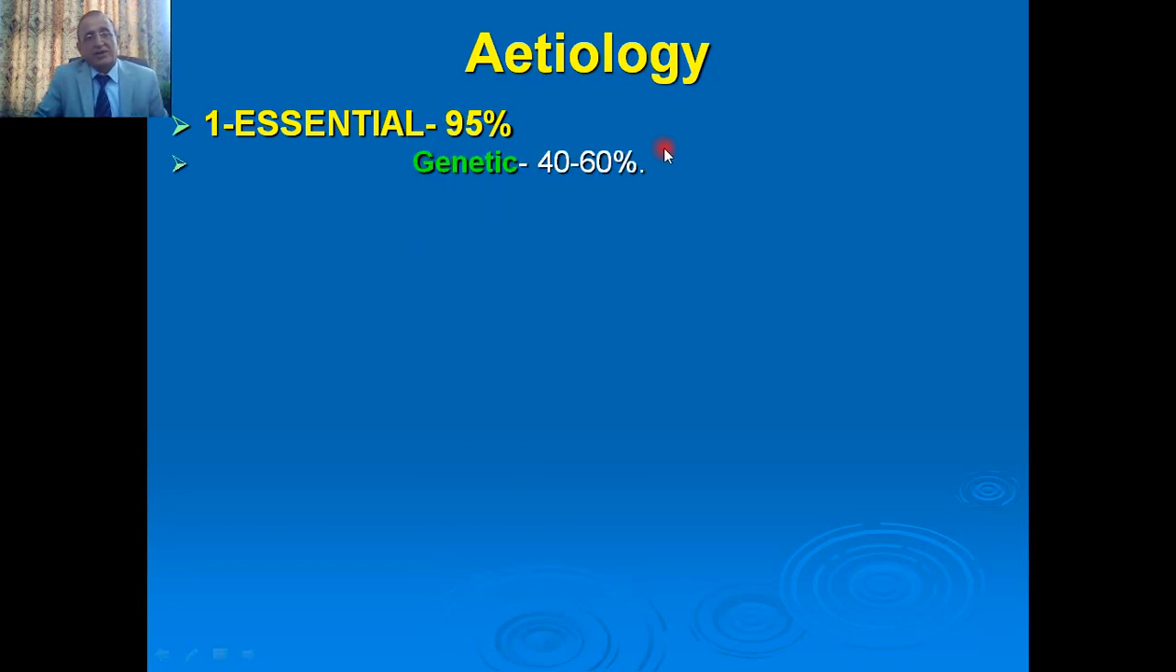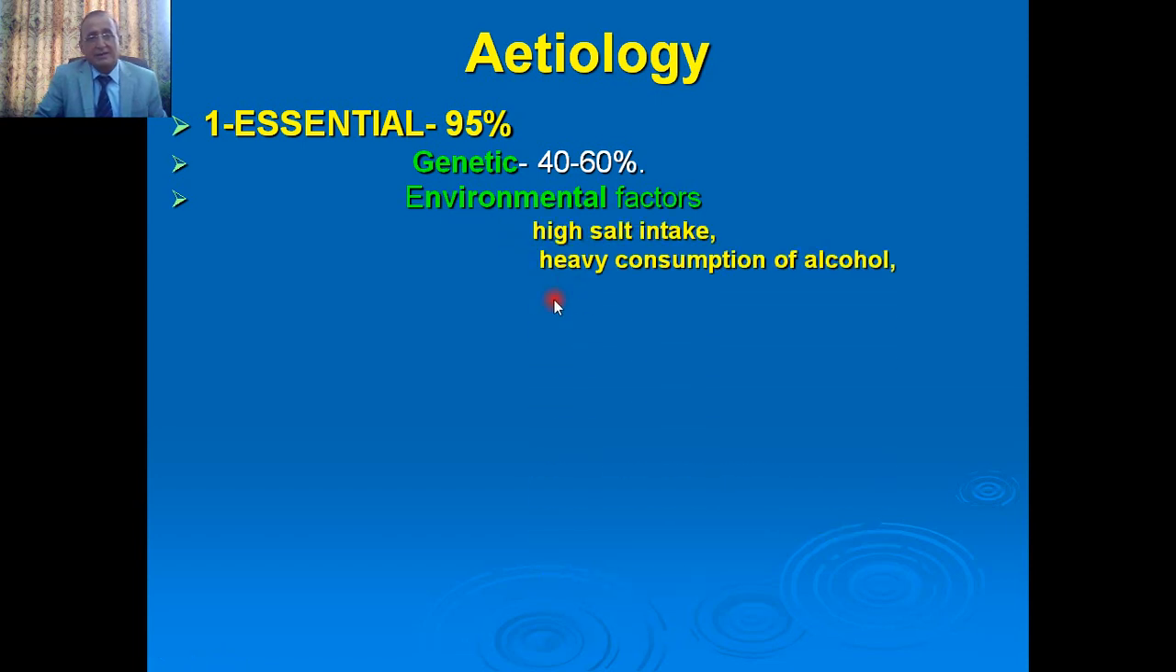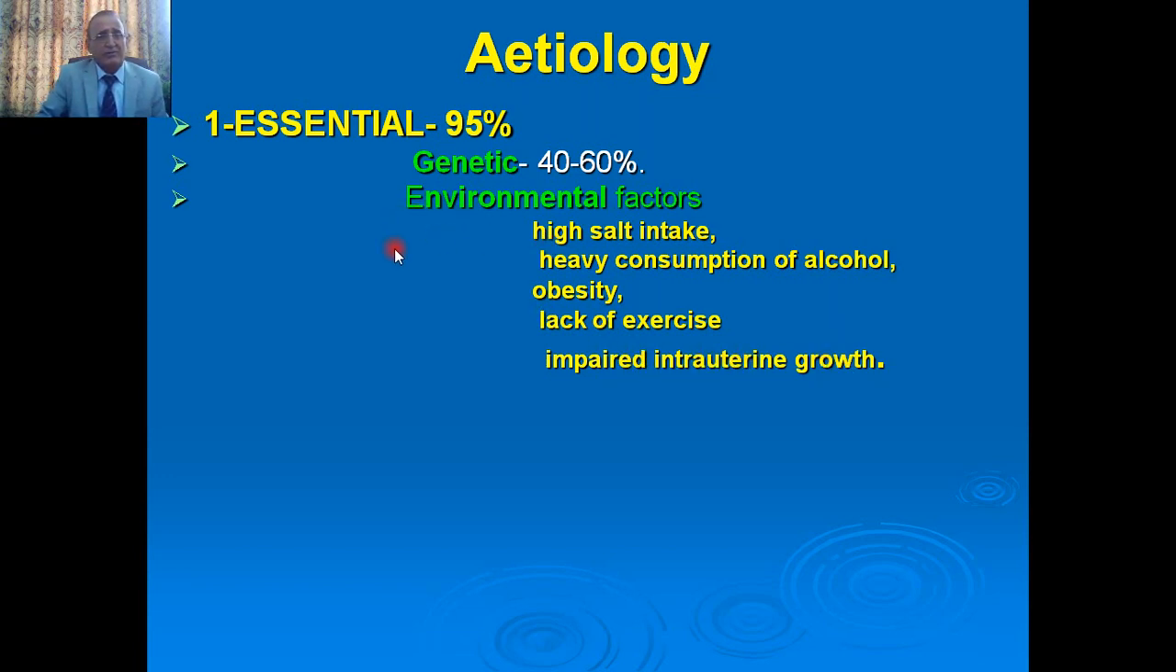But regarding the cause of hypertension, the patient will ask you why I developed hypertension. Actually, the answer is a bit difficult. In 95% of the patients, we don't have a clear cause for hypertension. That's why it's called essential hypertension. Genetic factors do play a role in 50% of the cases, and environmental factors play a role, like high salt intake, heavy alcohol consumption, obesity, lack of exercise, and the so-called impaired intrauterine growth. So you have a combination of genetic and environmental factors that play a role in development of hypertension.